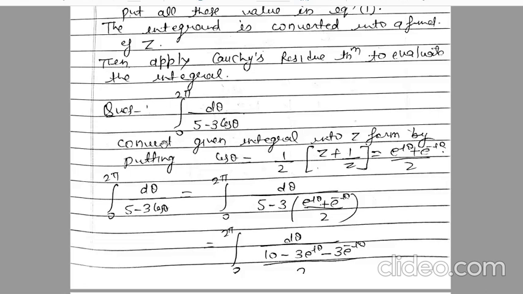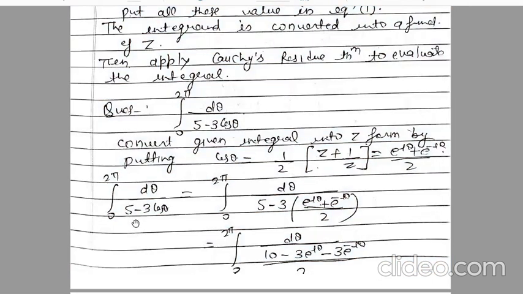Integration 0 to pi, d theta upon 5 minus 3 cos theta. We already know the limit is given, so this is a unit circle, that means r is 1. Now convert the given integral into z form by putting cos theta is equal to 1 upon 2 into z plus 1 upon z, which is e to the power i theta plus e to the power minus i theta upon 2. This is your theta form, and this is your z form. So whatever you want to put, just put there.